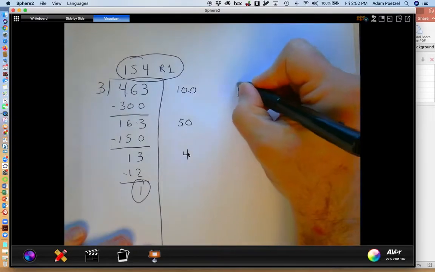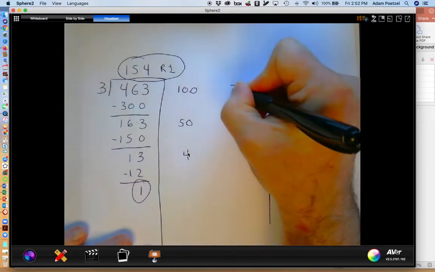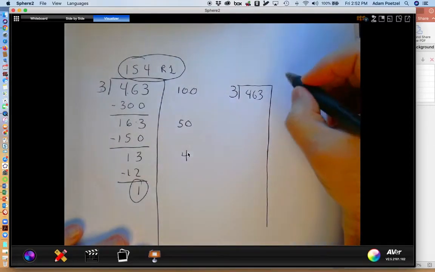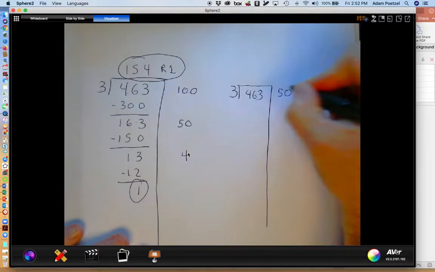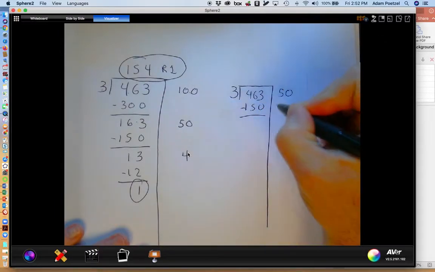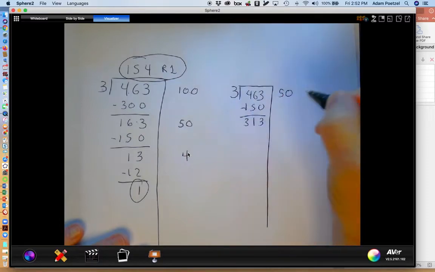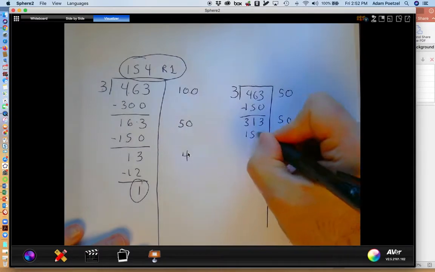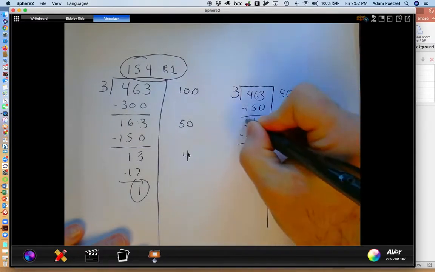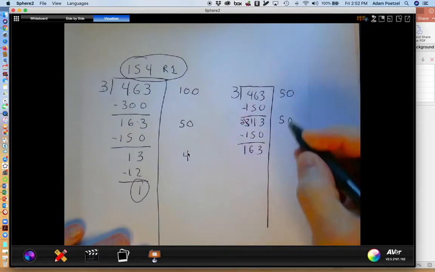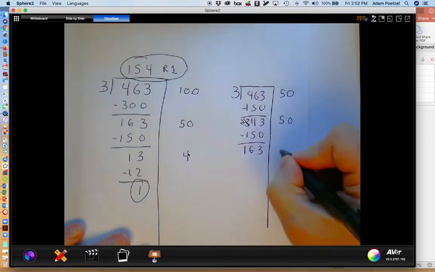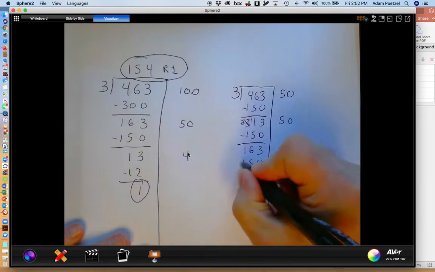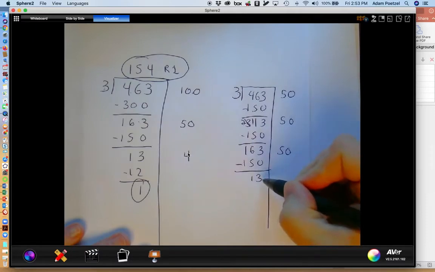Maybe that's an efficient way, but again, if I had done this just on the side here, I could have done it very differently. I could have started with, for example, I don't know, it goes in 50 times. Great. So if I started with that, then that would have left me with 313. Maybe I said, oh, that goes in 50 more times. Great. So that would take away another 150, leaving me with 163. Oh, you know what? 50 goes in again. So I could put in 50 more 3s, and that would leave me with 13 left.